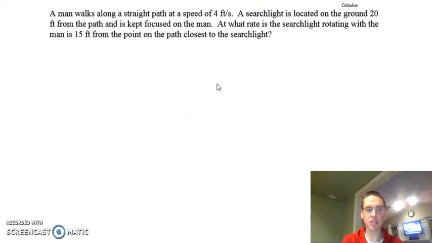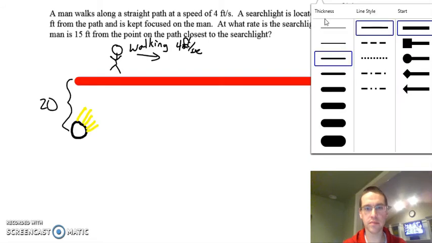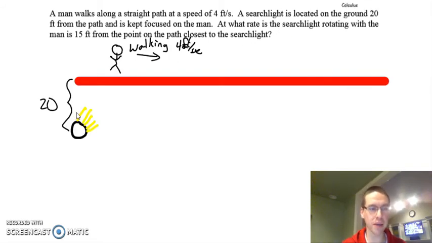The very last question, this is always a fun one. A man walks a straight path. Let me draw this out and you read it and you can draw it out and then we'll compare. So we've got a man walking on a path, we've got the spotlight. Now, what people don't understand here is when this rotates, this is what we're given. We know the rate at which the searchlight is rotating when the man is 15. When it's rotating, it's actually shining here, and then when the guy is this far down, it's shining there.